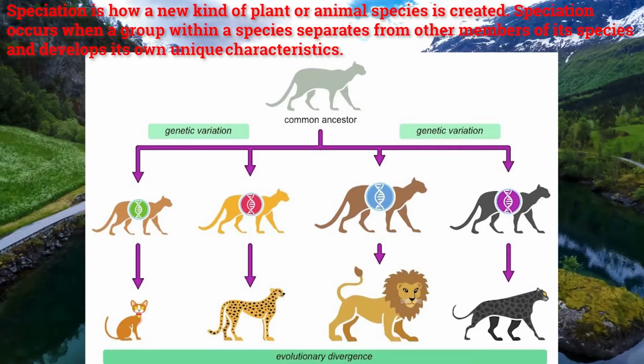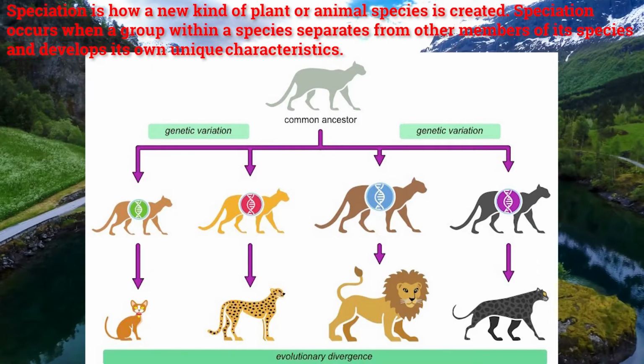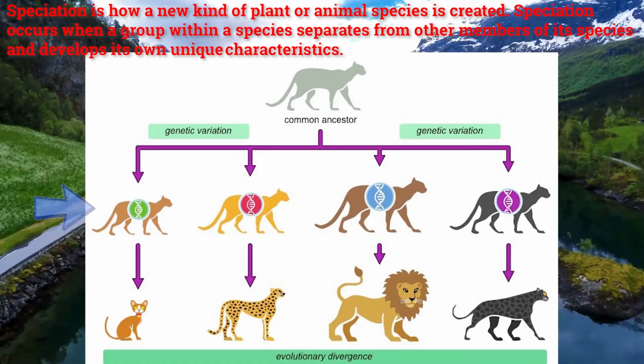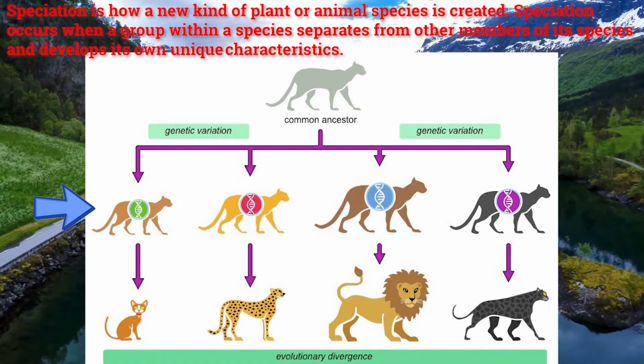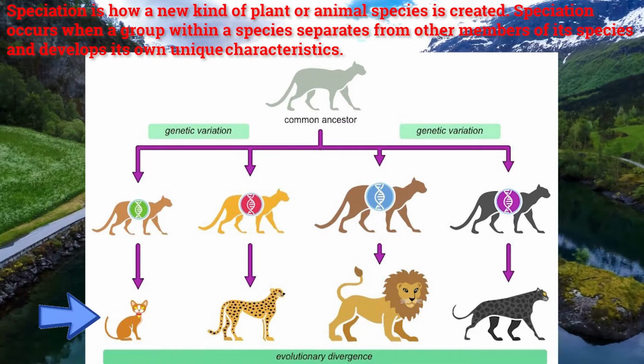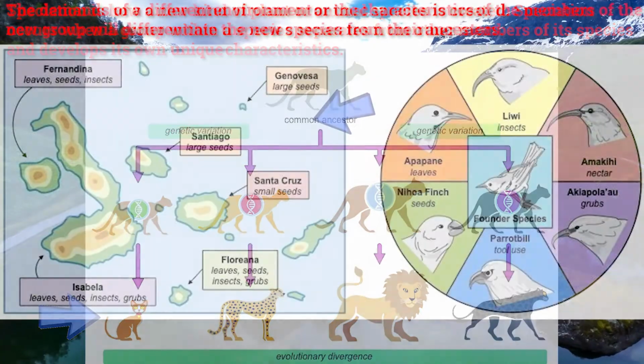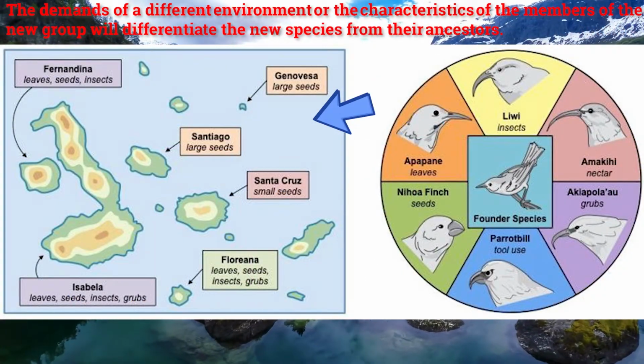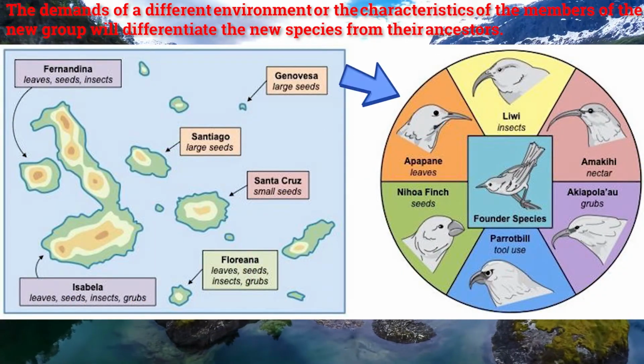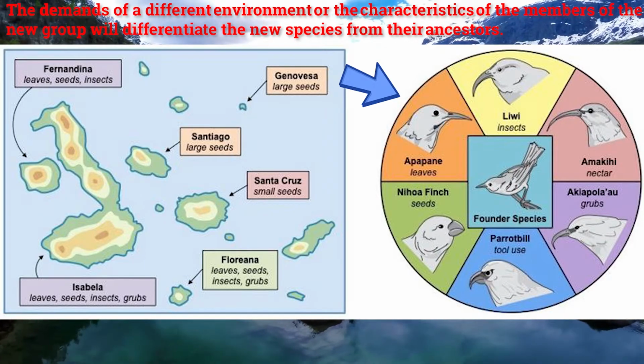Speciation is how a new kind of plant or animal species is created. Speciation occurs when a group within a species separates from other members of a species and develops its own unique characteristics. The demands of a different environment or the characteristics of the members of the new group will differentiate the new species from their ancestors.